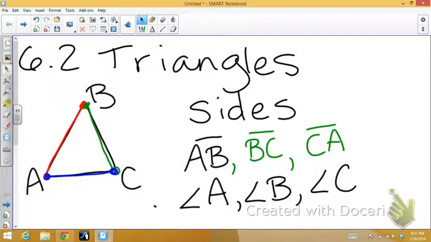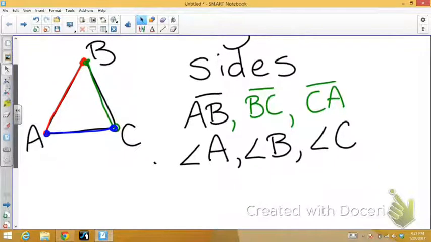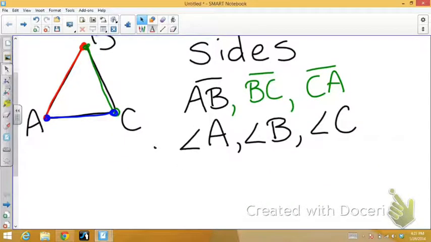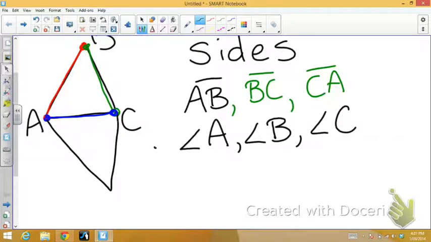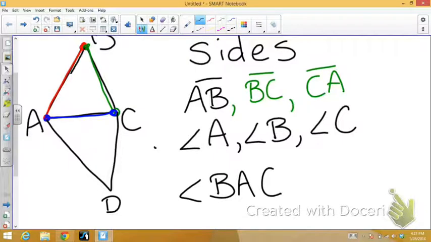So if I had a couple of triangles attached together, so let's say we add this, and I wasn't sure what I meant by angle A, I would need to use 3 letters, like angle BAC. So we start at B, move over to A, go over to C, so this would be the angle that it was talking about.